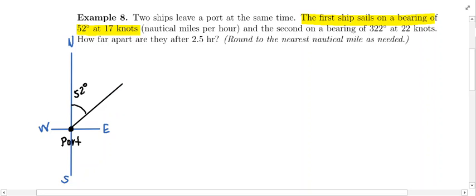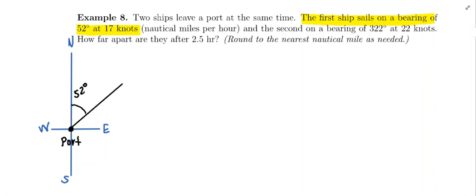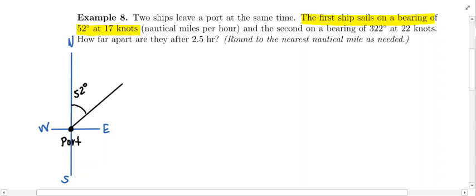Now, remember, the length of the line segment represents the distance that this ship has sailed. You're given information about that. You're given knots, which is speed. When we're talking knots, that is the speed of a boat. It's going 17 knots, meaning it's going 17 nautical miles per hour. So this 17 number is not a distance, it is a speed. However, we know that the ship is sailing on this bearing for 2.5 hours.